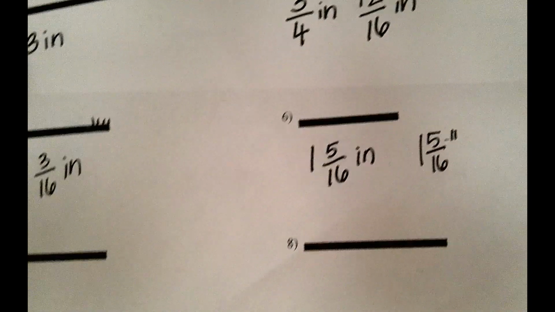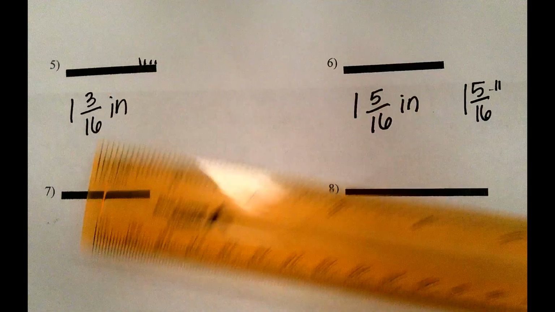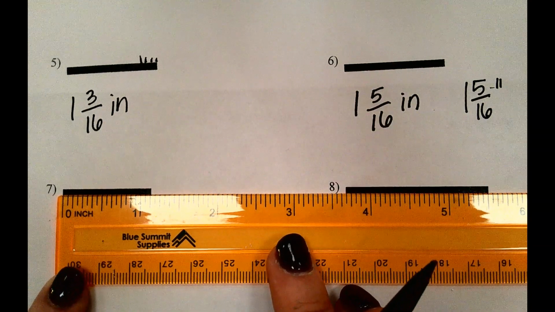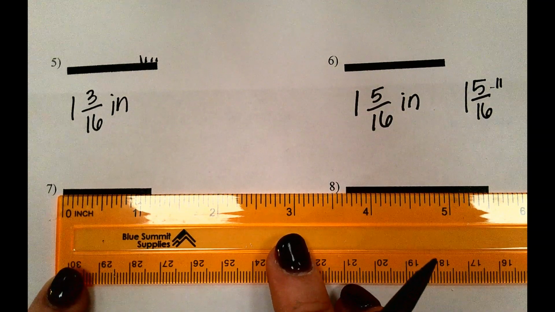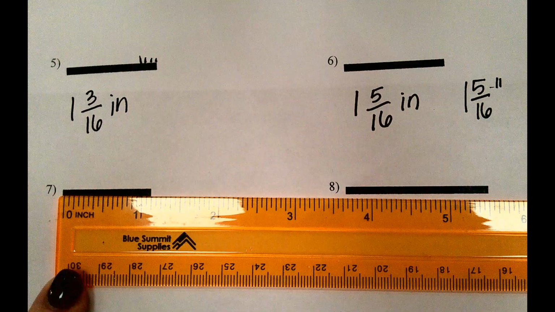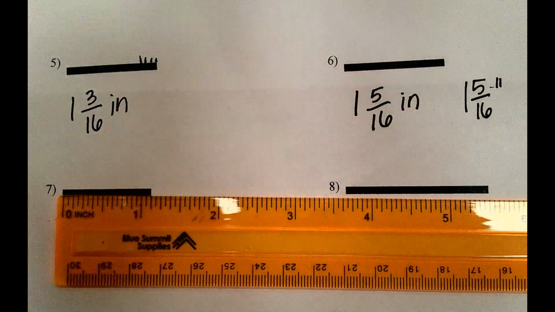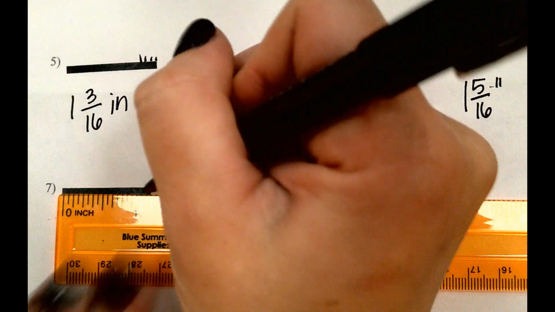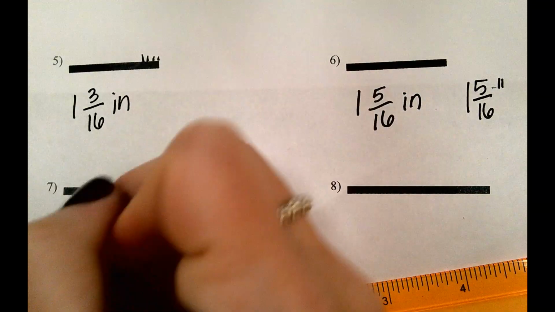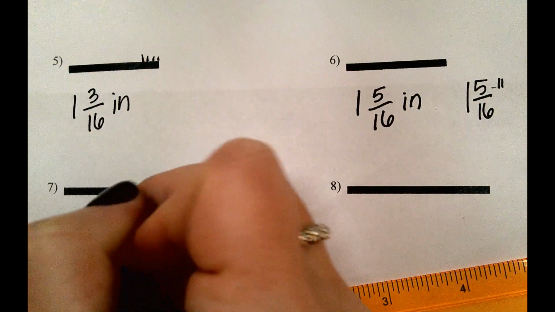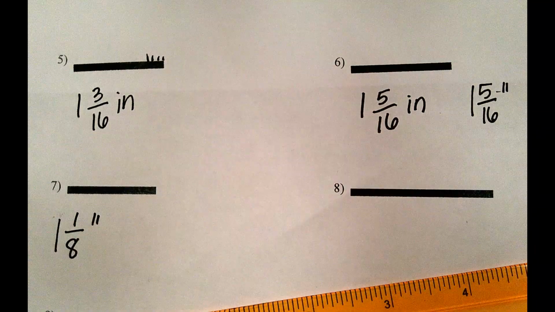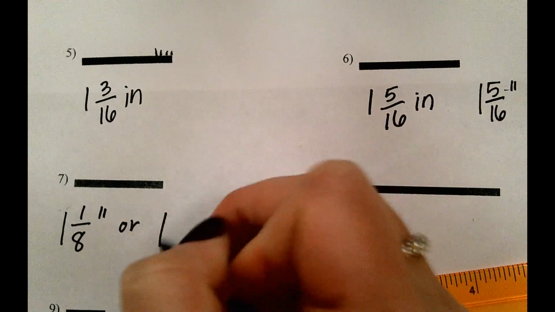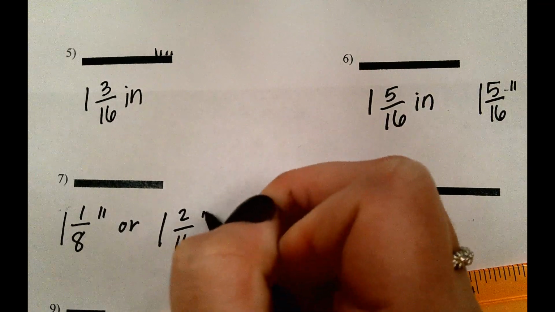Okay. Let's look at number 7. What'd you get for number 7? 1 1/8. Yes, 1 1/8 of an inch. 1 2/16 of an inch. Simplified, 1 1/8 inches. Beautiful. I'll write the not simplified, or 1 2/16. Either one is fine.